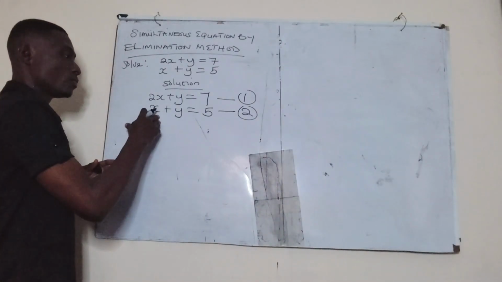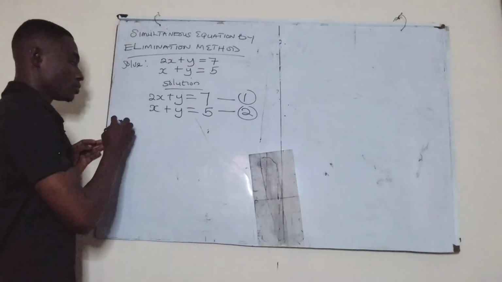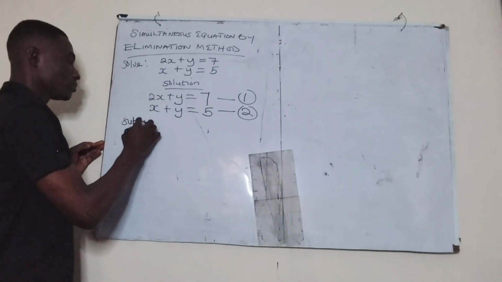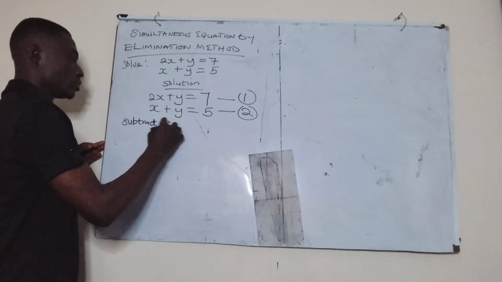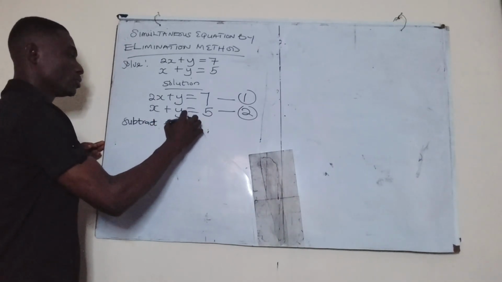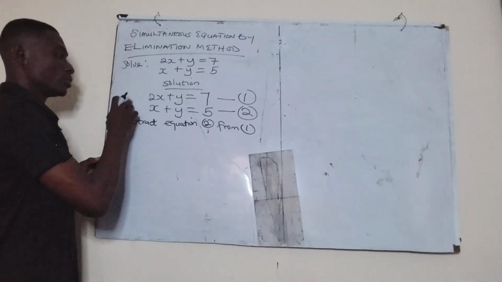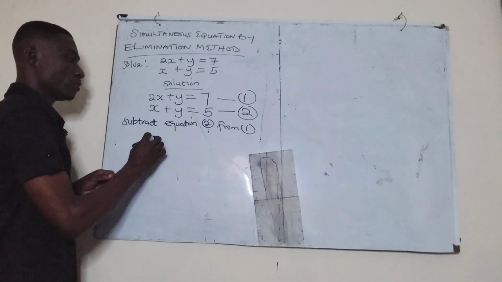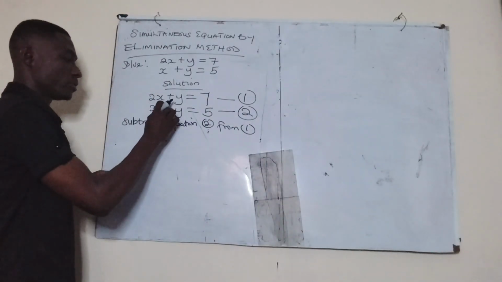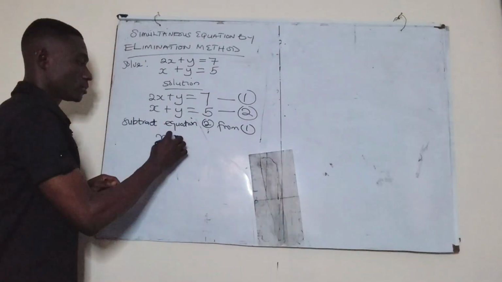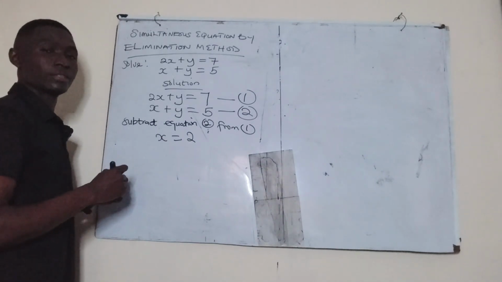But by looking at this, we have seen that the y variable can easily be eliminated by subtraction. So we can say subtracting equation 2 from 1. This minus this will give us x: 2x minus x gives us x, and y minus y, so the y component is gone. And 7 minus 5 gives us 2. So we've been able to get our x very easily.